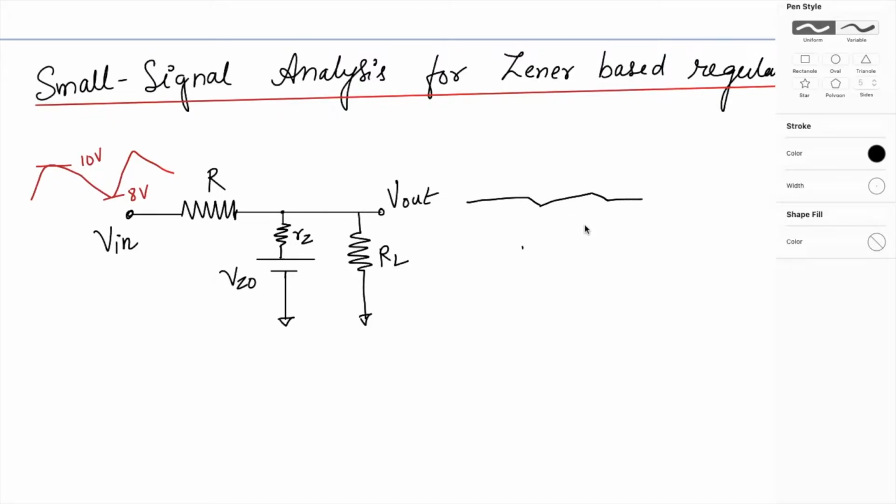So one way to do it is I can do all the analysis. I can find out what is my V out when my input is at 10 volt, and again I can do the calculation of my V out when the input is 8 volt by solving simple KVL and KCL equations. But we don't want to do that. We want to go for some simpler method, which is also called the small signal analysis.